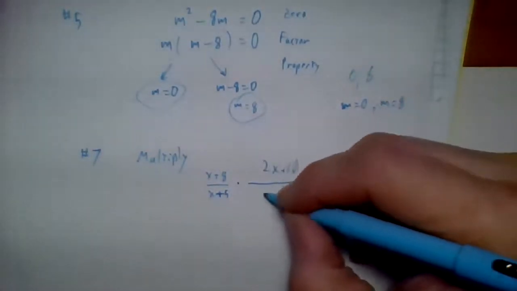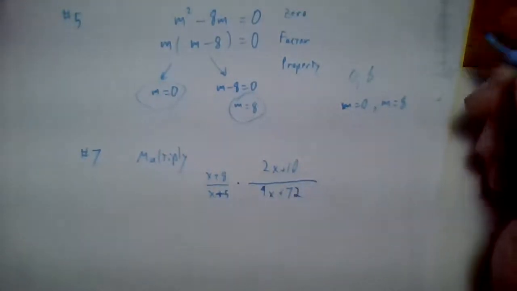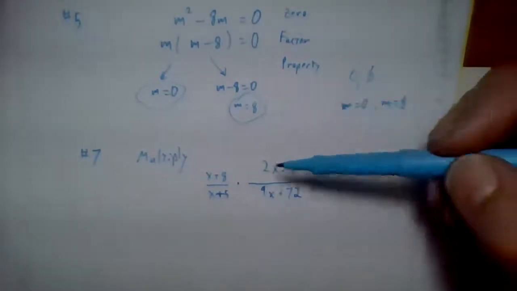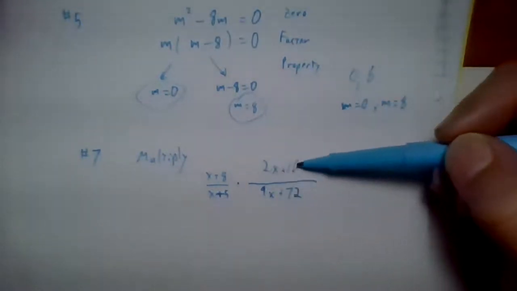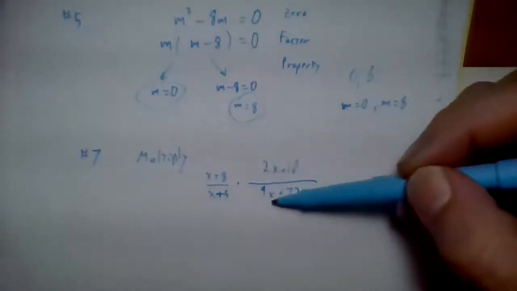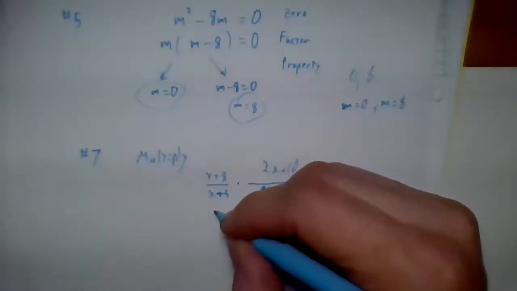2x plus 10 and 9x plus 72. Now, there's no exponents anywhere, so we don't have fancy factors, but we do have a GCF on these things, a number that's a GCF. I can factor the 2 out of this and 9 down here. So I'm going to write them in factored form first.